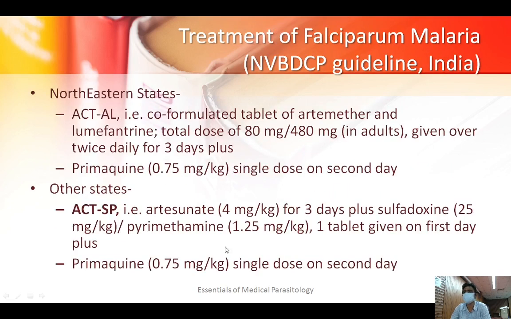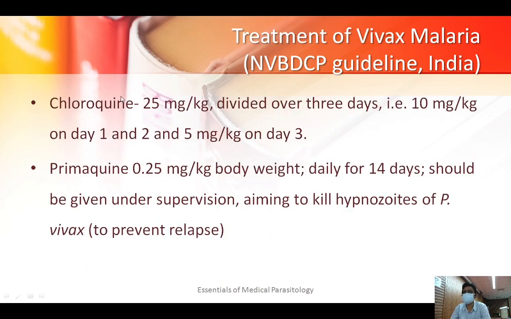Please just go ahead. The drug used for the treatment in the northeastern states is artemisinin combination therapy, where artemether and lumefantrine are combined and given, along with primaquine. Then for the other states, what we are using is sulfadoxine plus pyrimethamine. So I have mentioned all these things here, pyrimethamine and sulfadoxine. You should know at least the names of the drugs, even if you do not know the doses.